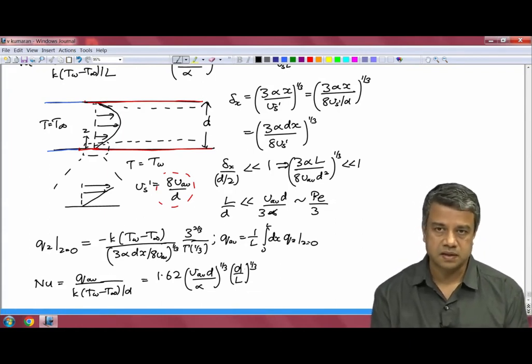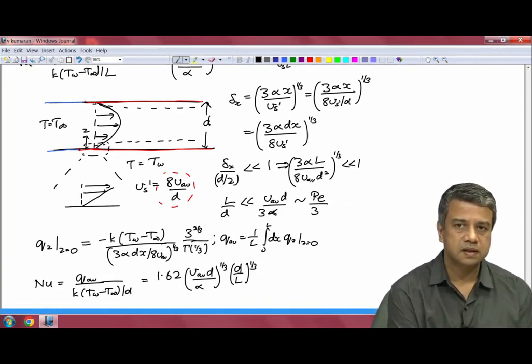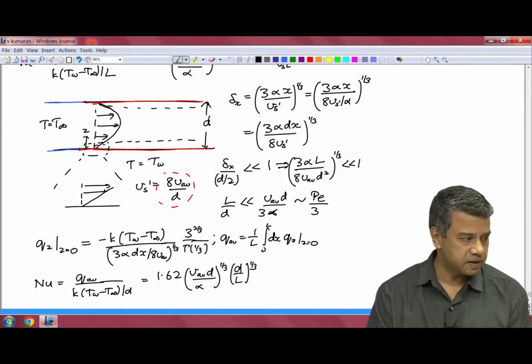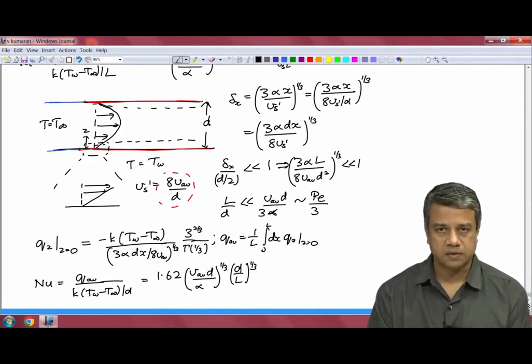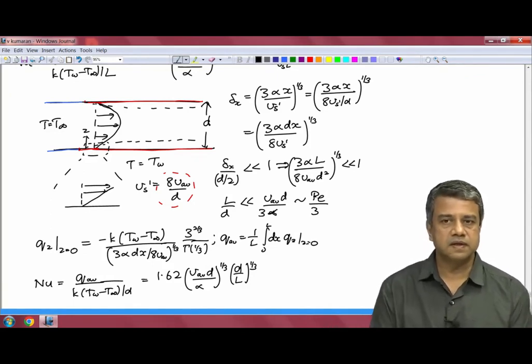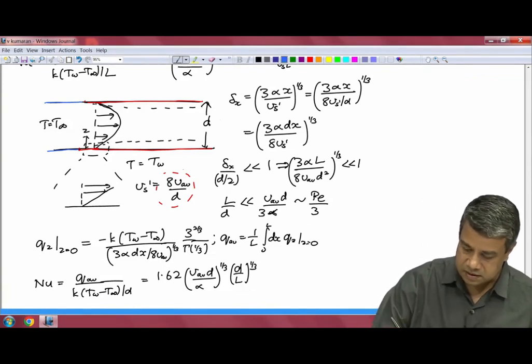Using the same procedure, integrate the flux. The flux is proportional to x power minus 1/3. So, I will get 3 by 2 times x power 2/3 in the expression for the flux. Substitute that in and divide by k into T w minus T infinity by D, and I get the Nusselt number correlation. And I had also solved this for you for a power law fluid. The only thing that changes there is this one.